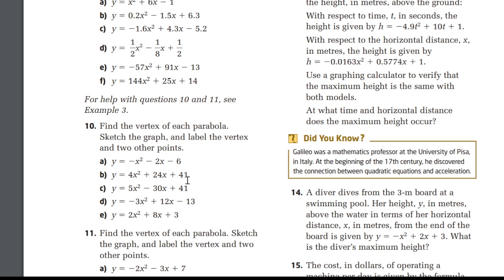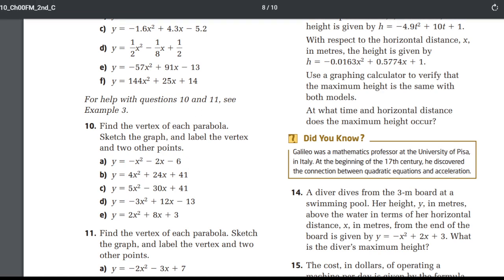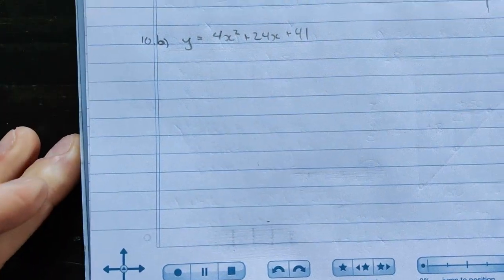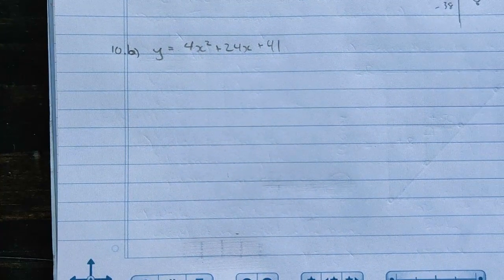Let's try 10b. So y equals 4x squared plus 24x plus 41. And if I switch over here, back to my notebook, here's our equation that we're working with. We need to complete the square in this case again.